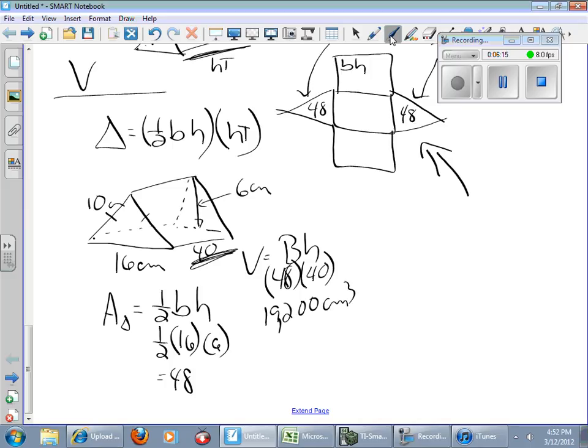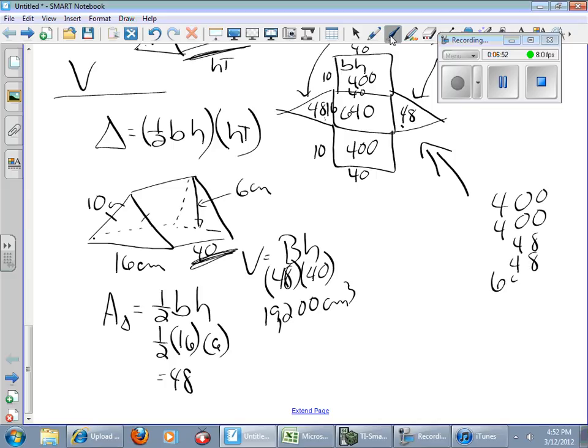Now over here, I know my triangles are 48. I have to figure out my rectangles. Well, it looks like I'm going to have two 10 by 40s. 10 by 40, so that's 400. That's 400. But that middle one is a 16 by 40, which is definitely not 400. 640. So to get the surface area, I'm going to do 400, 400, 48, 48, and 640. It'll be 6, carry the 1, 12 and 1 is 13, carry the 1, 15. So 1,536 centimeters squared.